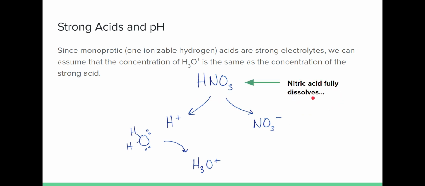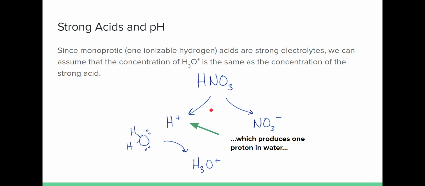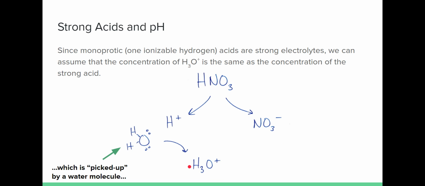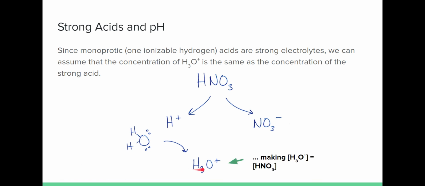So if nitric acid fully dissolves, it's going to split into equal parts H+ and NO3-. That H+, or that proton, is going to be immediately picked up by a water molecule, thus making the concentration of H3O+ exactly the same as the strong acid that originally dissolved.